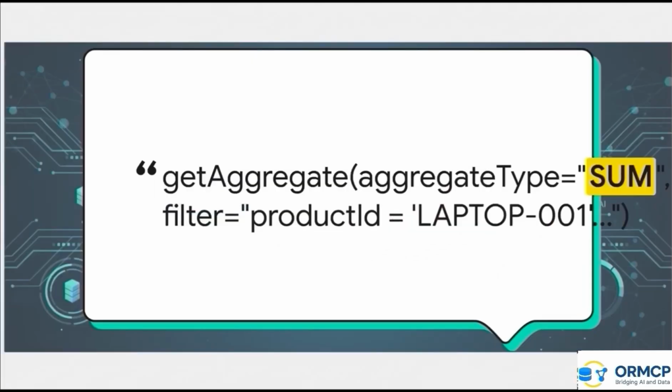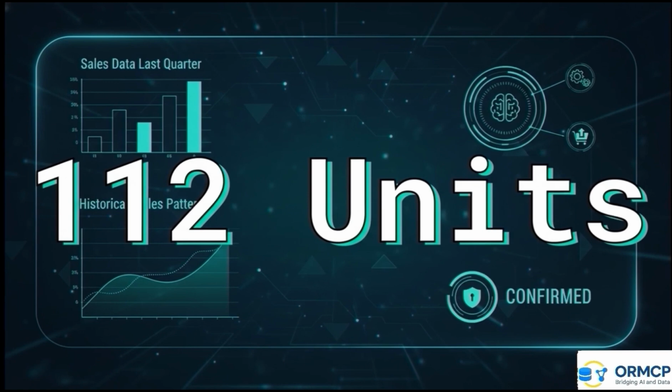Okay, now this is where it gets really cool. This is the big brain move. Instead of just picking a random number to reorder, it uses the get aggregate tool to figure out sales velocity. It's literally asking, how many of these laptops did we sell in the last 90 days? That's how it's going to predict what we'll need next. And there's the answer, 112 units.